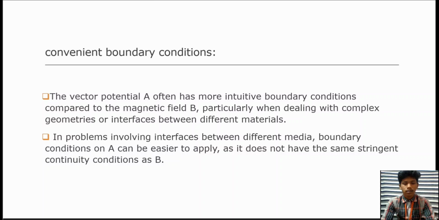The advantages. The first advantage is convenient boundary conditions. The vector potential A often has more intuitive boundary conditions compared to the magnetic field B, particularly when dealing with complex geometries or interfaces between different materials. In problems involving interfaces between different media, boundary conditions on A can be easier to apply, as it does not have the same stringent continuity condition as B. So by using this, we can solve the problems easily.